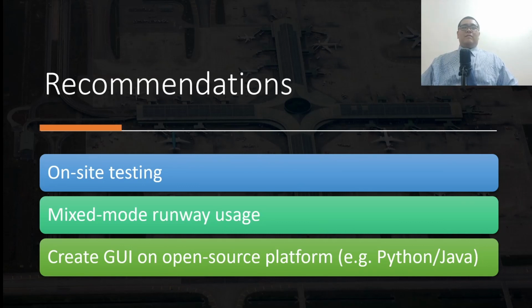Next, we can consider mixed mode runway usage because this GUI is limited to only 2 runways operating in parallel. If mixed mode runway usage is possible, that will make the GUI usable for more airports, because not all airports operate 2 parallel runways. Finally, the GUI could be created on an open source platform like Python or Java, and this can increase the availability of the GUI so that users who do not own MATLAB can also use the GUI.